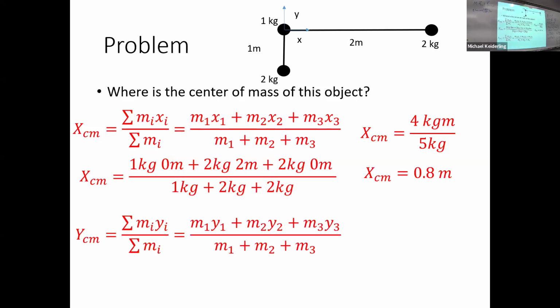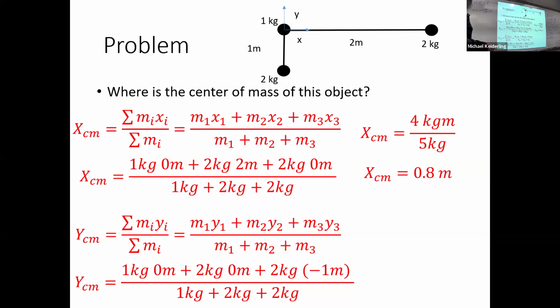Then Y center of mass is going to be mass 1 times y1 plus mass 2 times y2 plus mass 3 times y3 over mass 1 plus mass 2 plus mass 3. So that's 1 kilogram times 0 meters plus 2 kilograms times 0 meters plus 2 kilograms times minus 1 meter over 1 kilogram plus 2 kilograms plus 2 kilograms. So that's minus 2 kilogram meters over 5 kilograms, which is minus 0.4 meters. So this will be at 0.8, minus 0.4, about there-ish.